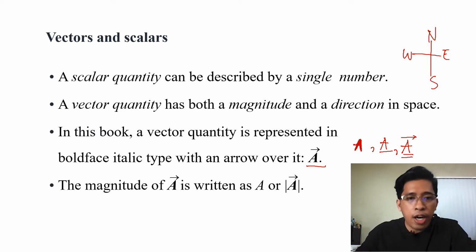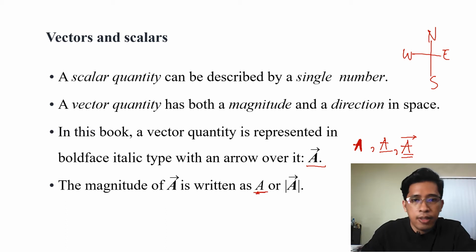The magnitude of your vector A is written as A, just your simple letter A, or it can also be written as the absolute value of your vector A. So you enclose your vector with two parallel lines to signify that you're referring to the magnitude of your vector quantity.